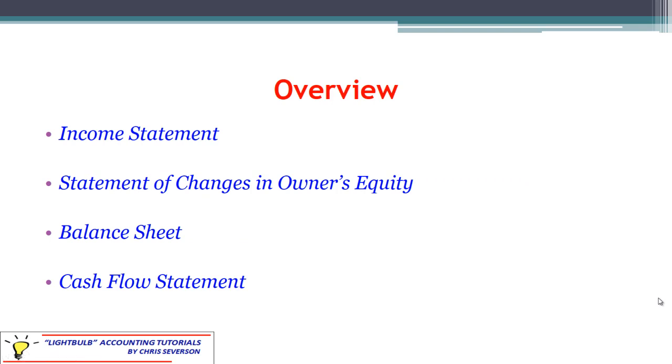So the overview here is the four statements themselves. We have the income statement, which is the first one, and we're going to see that each of these four statements actually links to the next one. So the income statement, we take net income, which links to the statement of changes in owner's equity. Then the ending balance of owner's equity links to the balance sheet. And then the cash balance from the balance sheet leads to the cash flow statement. So these four statements do need to be prepared in a specific order, and that is the order.